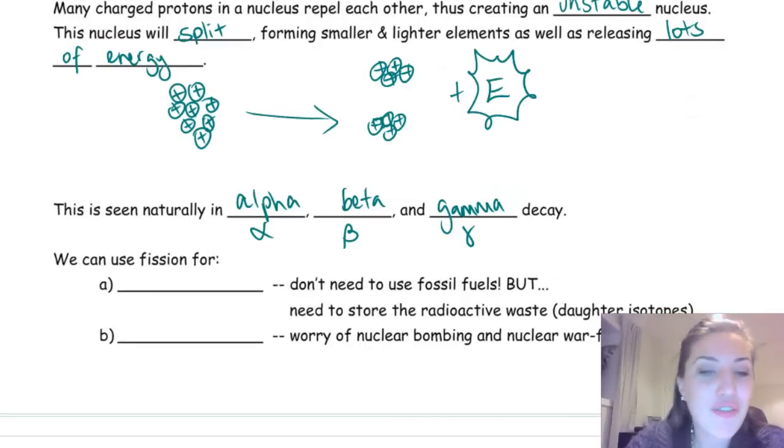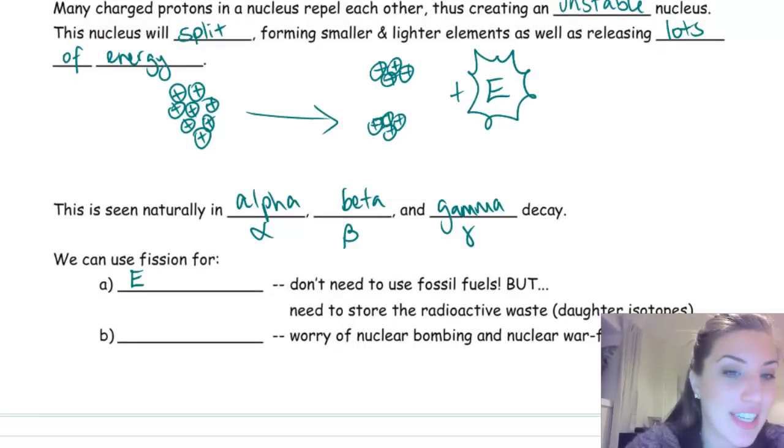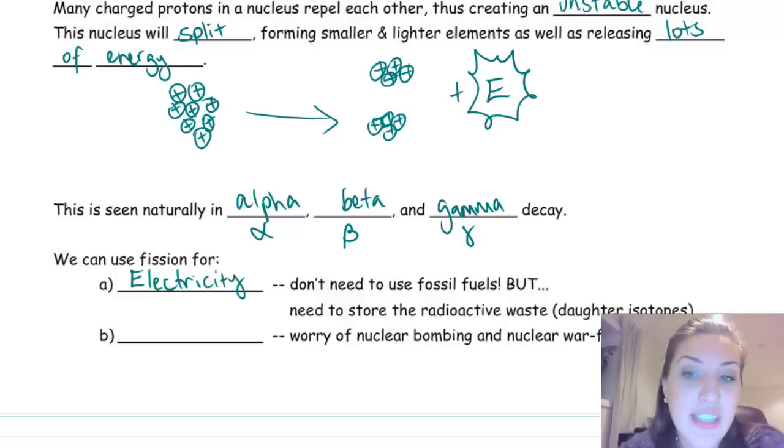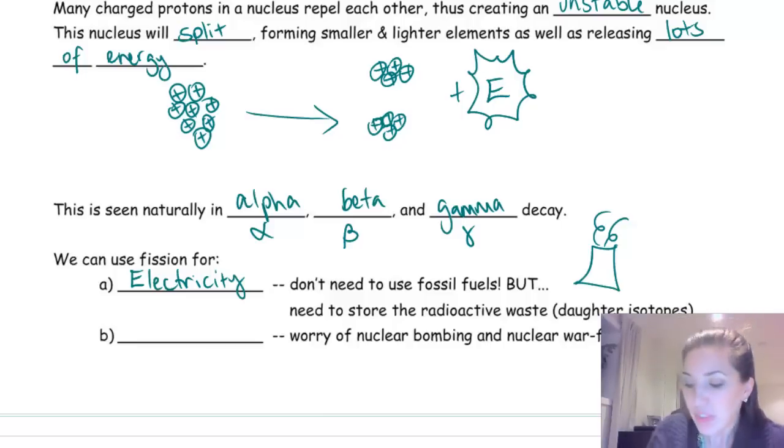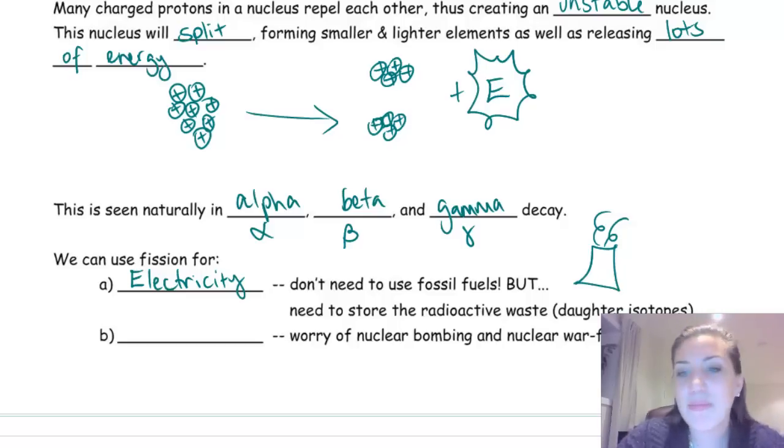So we can use fission for a couple of big things. One is electricity. And we see this in nuclear power plants, for example. We have these power plants with all this steam coming out of them. The steam is basically a product of all that energy forming, and the steam drives the turbines that we can use then to connect to electrical generators. So we've got the steam producing, the energy producing, all this good stuff from nuclear reactions, so we don't need to use fossil fuels. However, the products of these nuclear reactions are radioactive, so we do need to store them, and that can be a problem.